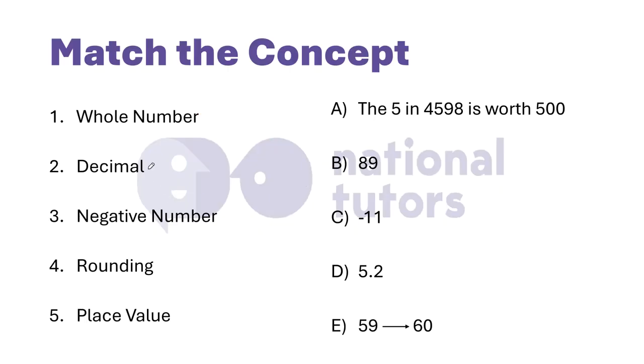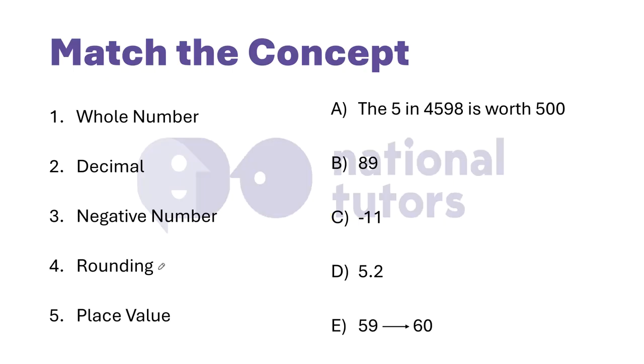Our decimal. So I know what a decimal looks like. It looks pretty much like a full stop, but in the context of maths. So that means number 2 matches with D. 5.2 is our decimal in this example. Our negative number, I know that that's a number below 0. So there's always the little minus sign that comes before it. So number 3, our negative number, is negative 11. Well done if you got it right.